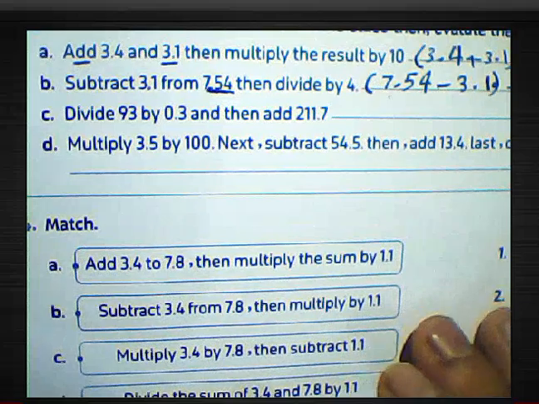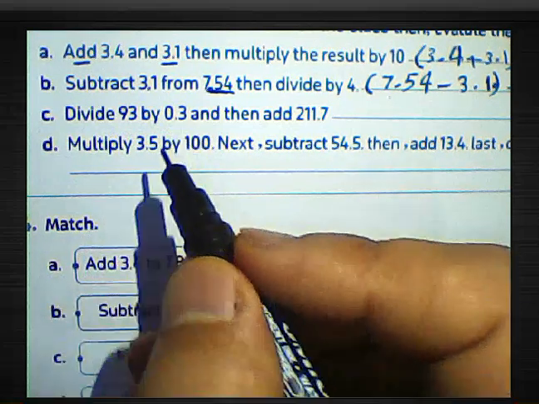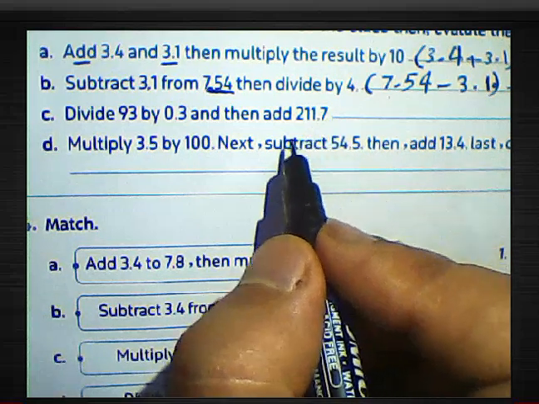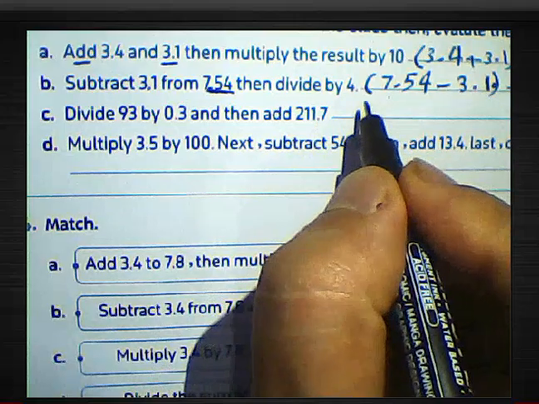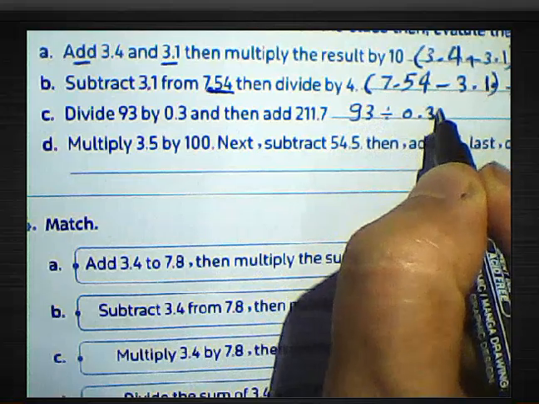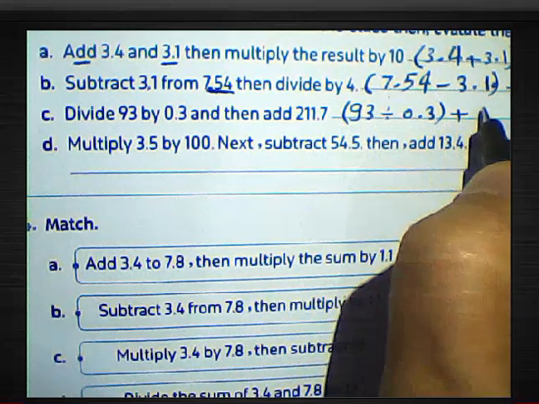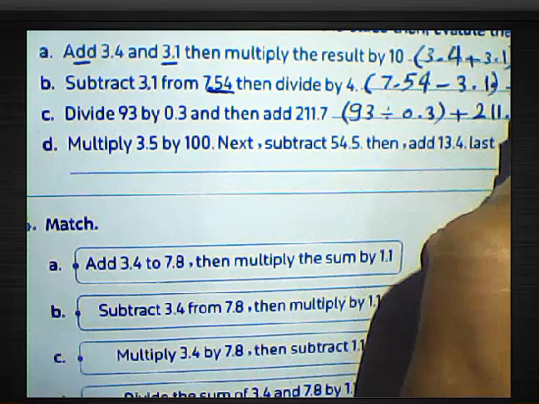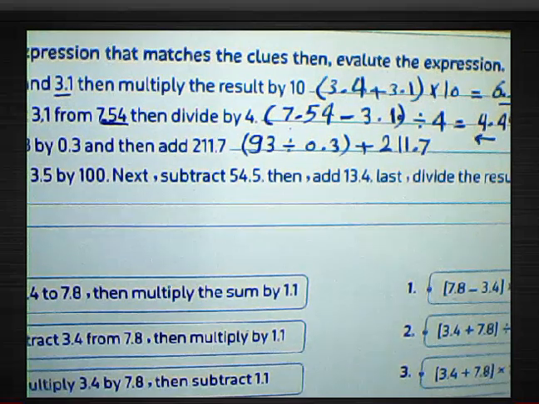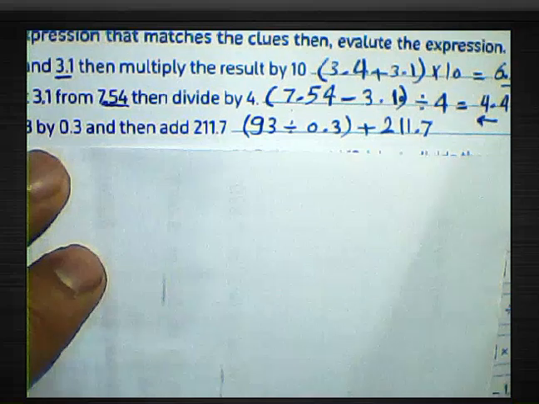Letter C. Divide 93 by 0.3 and then add 211.7. Divide 93 by 0.3 and then add 211.7 to the result. Look at the steps here.